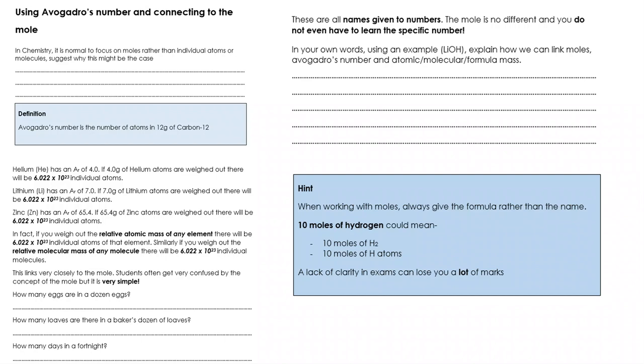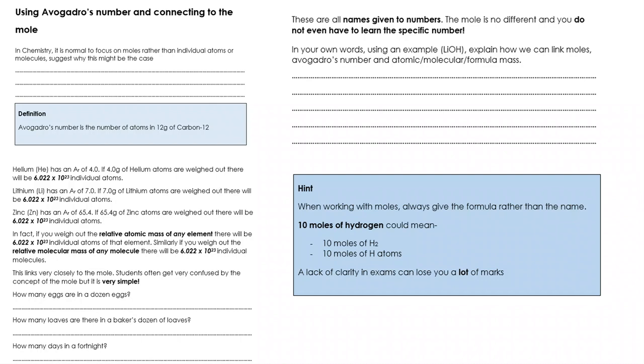The reason that I'm reinforcing those points is that Avogadro's number is just a name given to a number. The actual number in this case is 6.022 by 10 to the power of 23. That's going to be provided for you. But you have to understand that that's what Avogadro's number is, and then it's about applying that knowledge and using it. We've also got at the top, actually, normal to focus on moles rather than individual atoms.